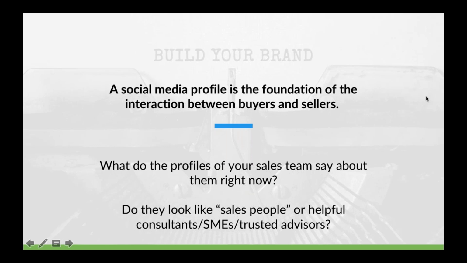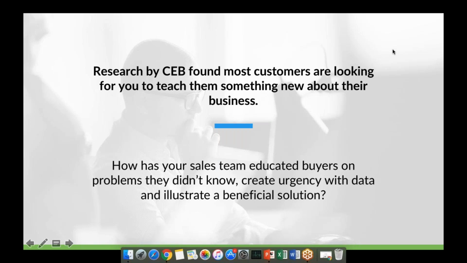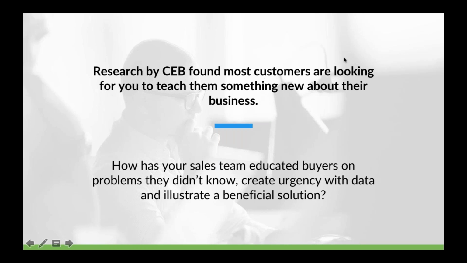So I want to change the conversation slightly, and I want to go into the proper solution side, because Navigator is a product. You can enable it with training and the right mindset, as we all know, but what's the output? So here is the last question of the day, and I really want to spend some time here. The CEB has done a tremendous amount of research on this, where they found that most buyers, most customers are looking for you to tell them something new about their business.